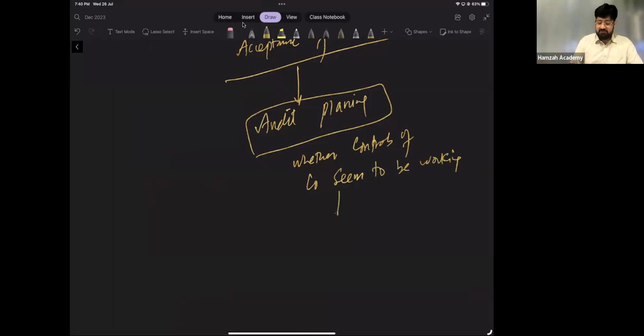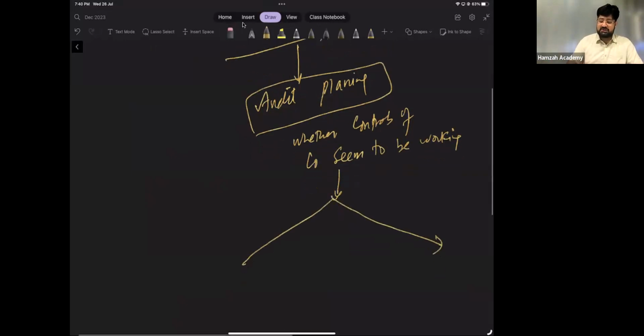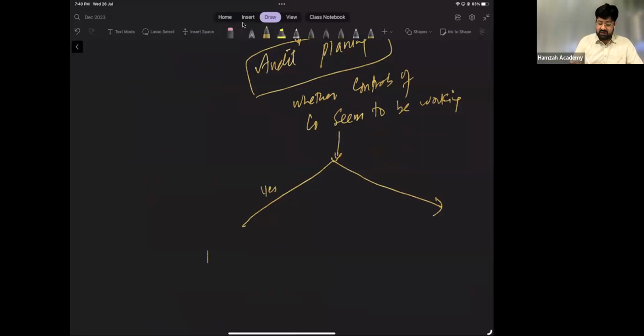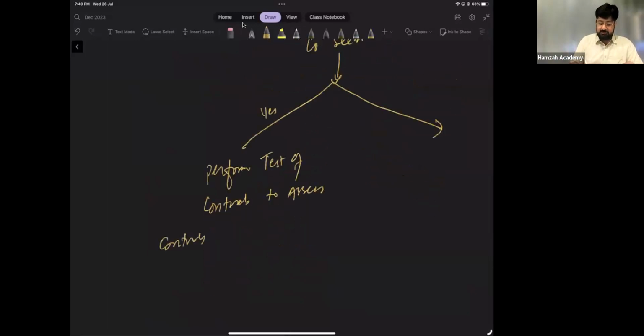Now, if controls seem to be working, then the auditor decides to perform test of controls, to assess whether controls are effective or not. To assess whether controls are effective or not, perform test of controls.